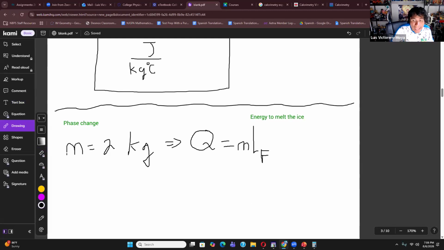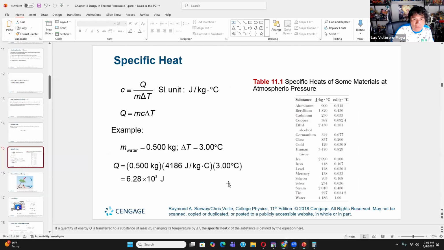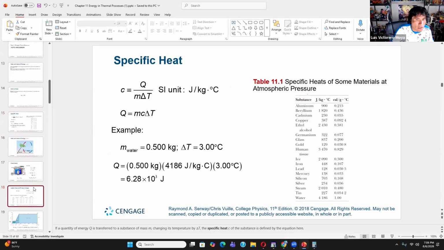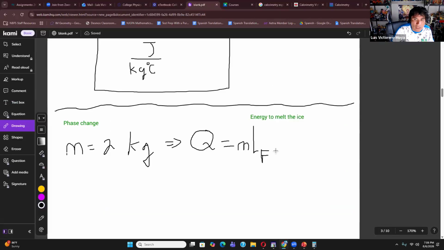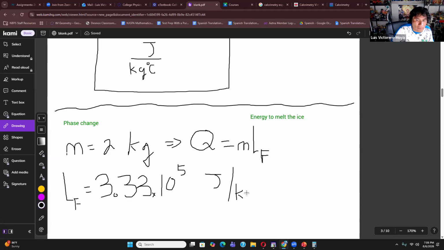So L_F, what's L_F? So we have to go here. 3.33 times 10 to the 5. So let's write that here. So L_F is 3.33 times 10 to the 5 joules per kilogram.